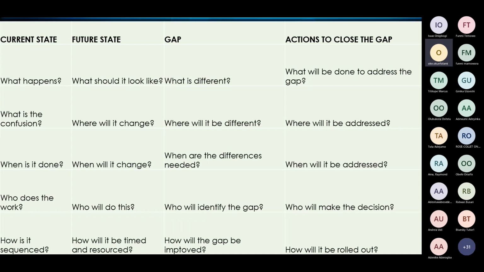So just imagine a process. You want to really find out what is happening here. What is the confusion? What are the pain points? What are the challenges? When is it done? Is it a process? Is there a certain time it's done? Is it an upload? Is there a time you have to do the upload? Or is it real time? Is it something that happens overnight?